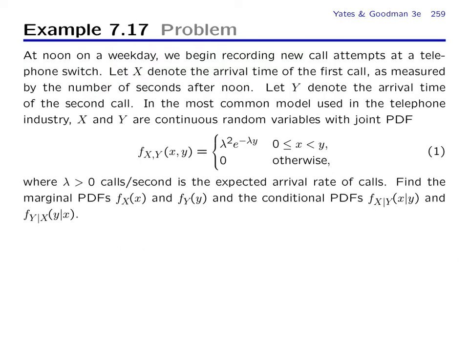So this example models the arrival times of telephone calls at a switch. We let x be the arrival time of the first call, and y be the arrival time of the second call. The first call has to arrive before the second call, so we have to have x less than y. And we see that this is in our probability model in that our joint PDF is non-zero only when x is less than y.